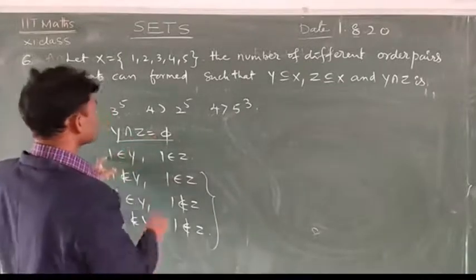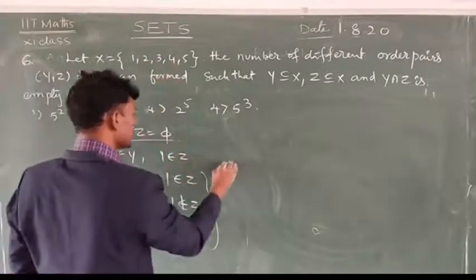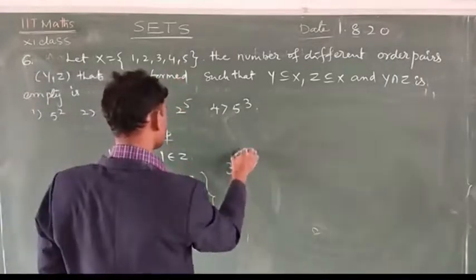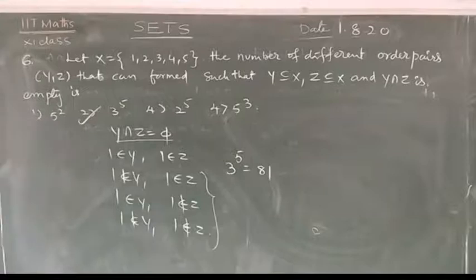Like this, take 1. Next you can take 2, 3, 4, 5. Total here 3 cases for each. Total how many? 5 elements means 3 to the power of 5, which is equal to 243. This is the second option. Note down.